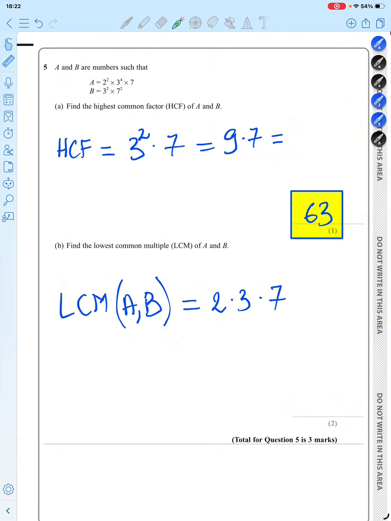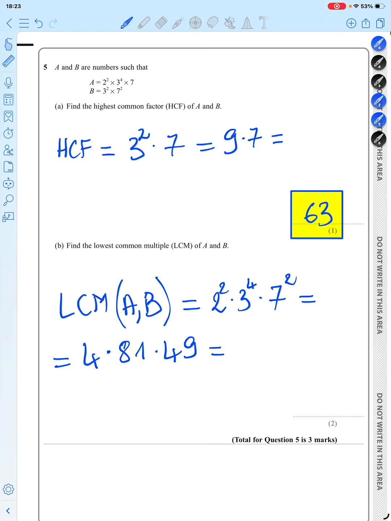So in this case, for 2, we only have 2 squared here, so we take 2 squared. For the 3, we have 3 squared and 3 to the power 4, so we take the highest power, which is 3 to the power 4. And here we have 7 and 7 squared, we take 7 squared, the highest power. And that gives me 4 times 81 times 49.